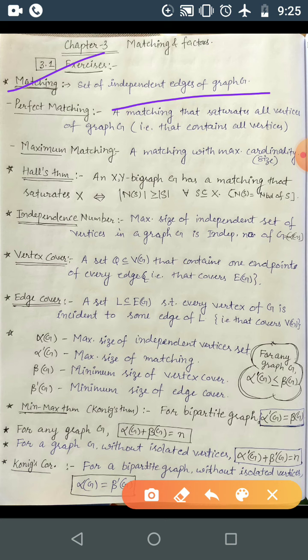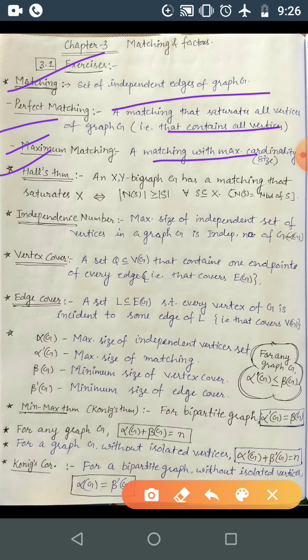In a graph G, a perfect matching is a matching that saturates all the vertices of G, that contains all the vertices. You can just say a matching that contains all the vertices as endpoints of edges. A maximum matching is a matching with maximum cardinality, or you can just say maximum size. And there was one condition, that is Hall's condition.